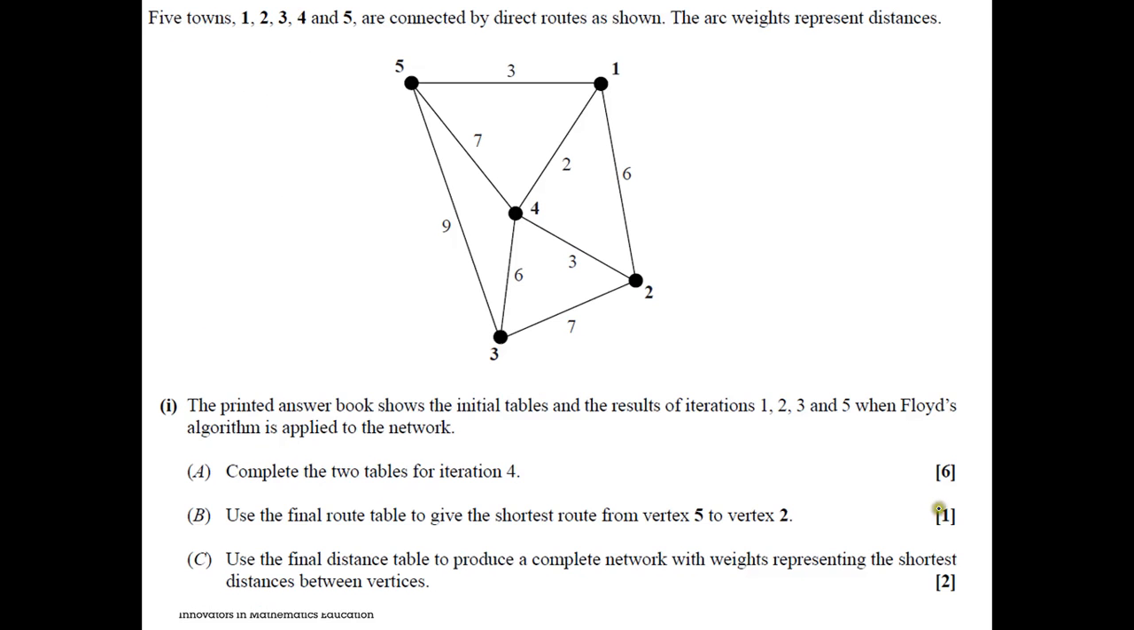Now, I've got another question here, but because these are very long, I'm not going to go through this in quite as much detail for the first few parts, because it's very similar to the previous one. And I think if you do plenty of past paper practice, you will see that the questions are pretty similar. So here, you were given a network, you were asked to complete 2 tables for iteration 4 and then find the shortest route and distance from a particular vertex to another one.